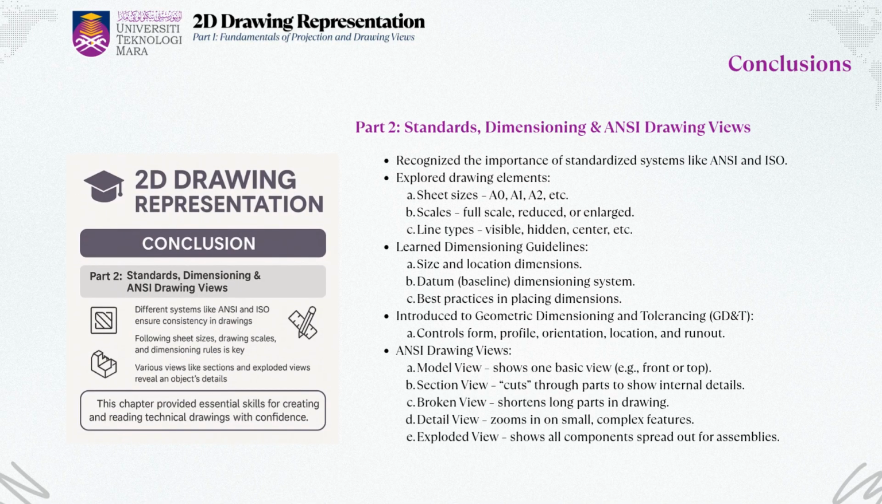Then in Part 2, we moved into the world of drawing standards and dimensioning. We saw how different countries use different systems like ANSI and ISO, and why it's important to follow a consistent standard. We talked about sheet sizes, drawing scales, line types, and how to properly apply dimensions to your drawings. You also learned about GD&T basics and the different ANSI technical drawing views, such as model views, section views, broken views, detail views, and exploded views, each one helping you tell a clearer story about the object you're designing.